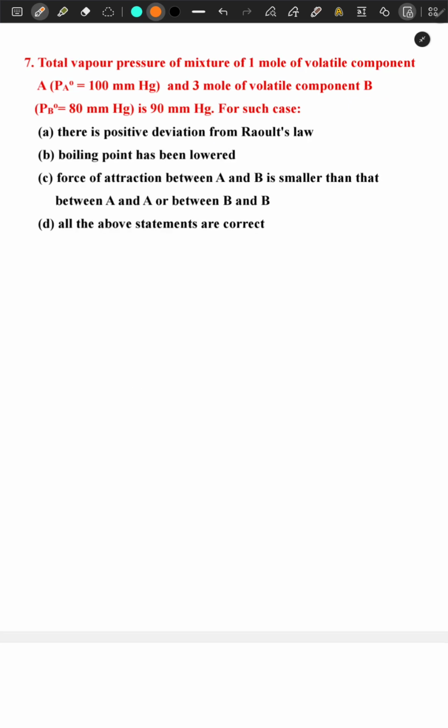Now you read question number 7. Here they have given two components, component A and component B, or you can say two liquids. Component A I will treat as component 1, and component B I will treat as component 2. For A, the vapor pressure in the pure state, P naught A, I will take as P naught 1, that is 100 millimeter of mercury. For B, I will take P naught 2 instead of P naught B, that is 80 millimeter of mercury.